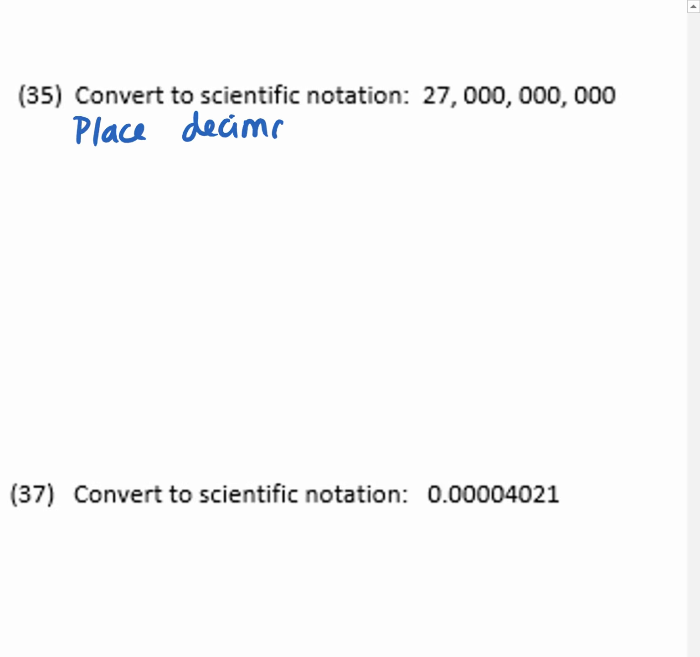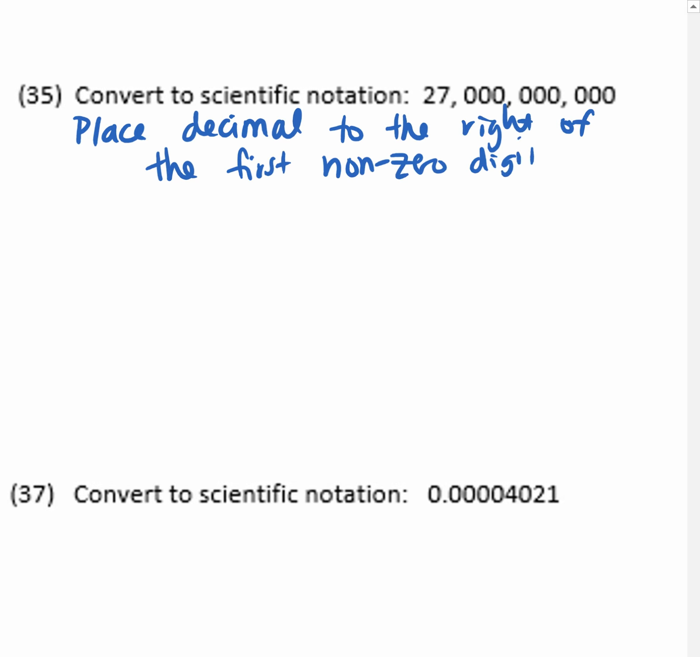That's the hardest part to remember, I think. To the right of the first non-zero digit. And I guess when I say the first one, I mean, if you're looking at this number that you're given from left to right, between the 2, 7, 0, 0, 0, what's the first non-zero number or digit? Well, it's the very first one. 2 is non-zero. So really we want the decimal to be right after the 2.